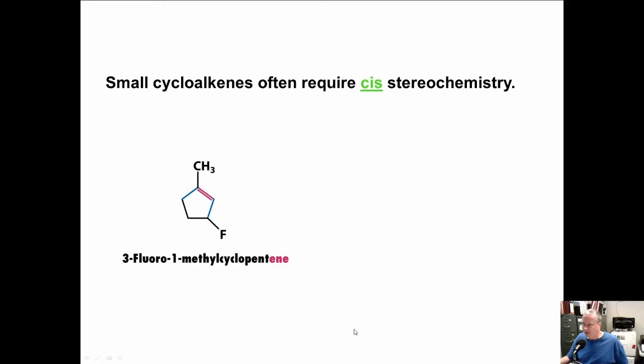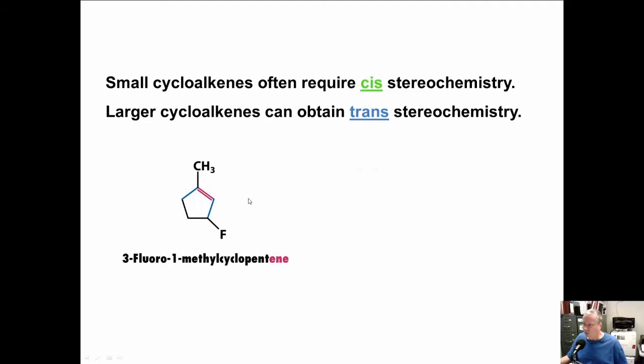All right. So small cycloalkenes are always going to be cis. What do we mean by that? Small cycloalkenes, like 4 carbons, 5 carbons, 6 carbons. If you have an alkene in it, the ring is going to be built in a cis manner. Now, large cycloalkenes can be trans. So if you have a larger ring, you can imagine a trans stereochemistry. So like this would be trans, right? This carbon and this carbon are opposite.